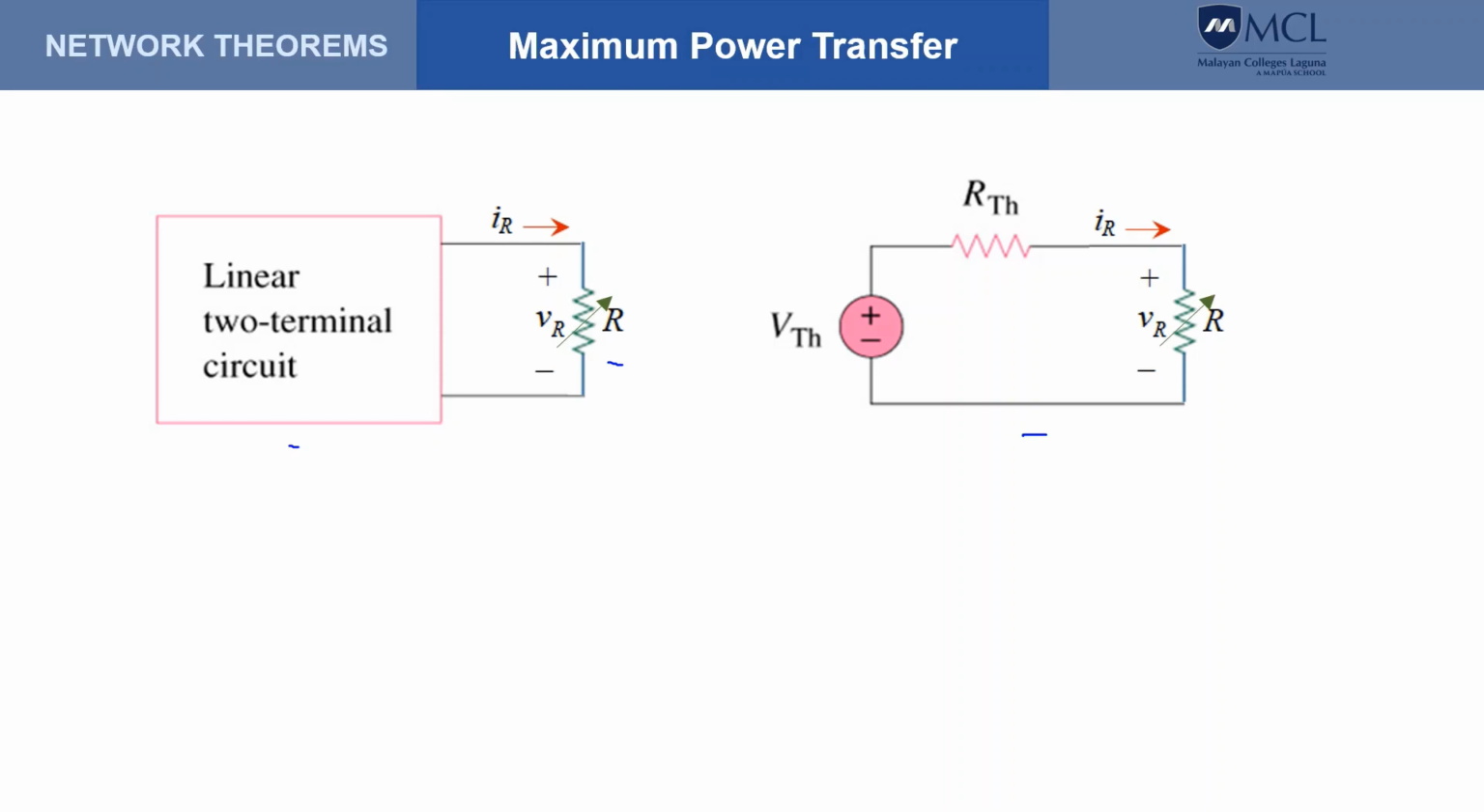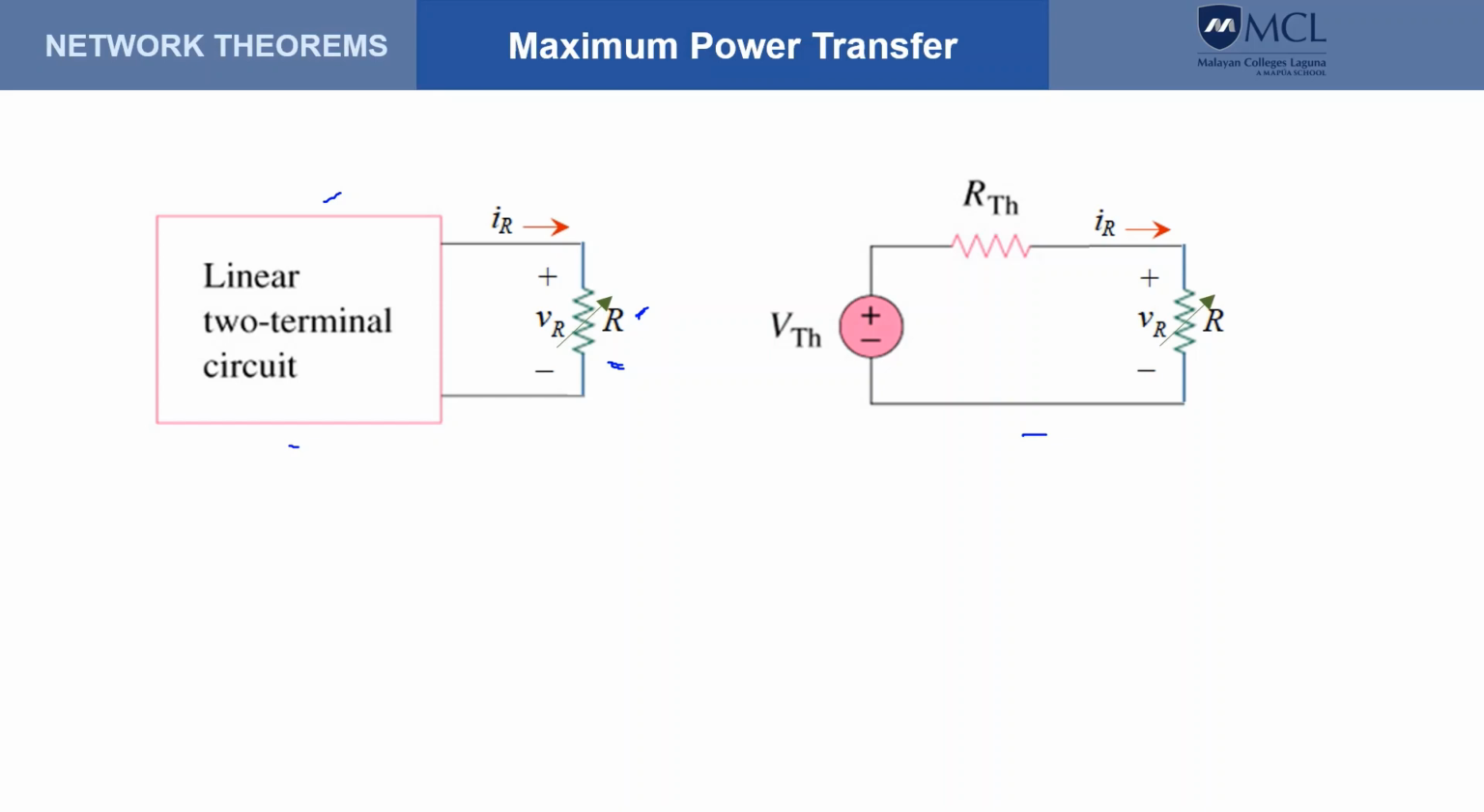Now, take note that R here is getting power from the linear two-terminal circuit, and that power varies depending on the value of the resistance. So the question now is, what would be the value of the resistance in which it absorbs maximum power from the two-terminal circuit?